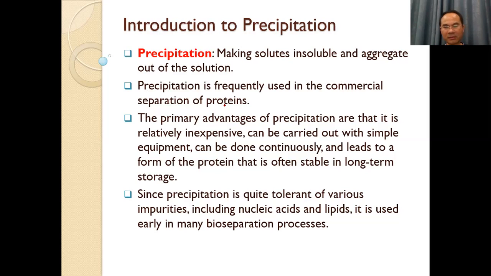Also, since precipitation is quite tolerant of various impurities, including nucleic acid and lipid, it is used in many bioseparation processes, because we use it at the beginning of the process. After we separate the cells and debris out, the liquid still has many components: lipid, nucleic acid, protein, amino acid. If we would like to get protein as the product, we can use a technique to precipitate the impurities out first.